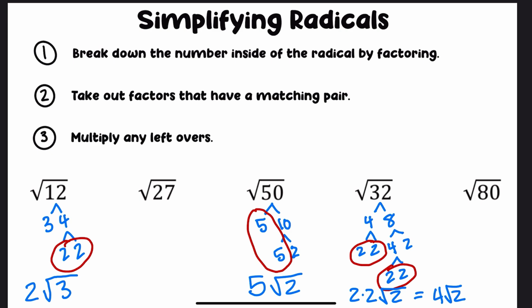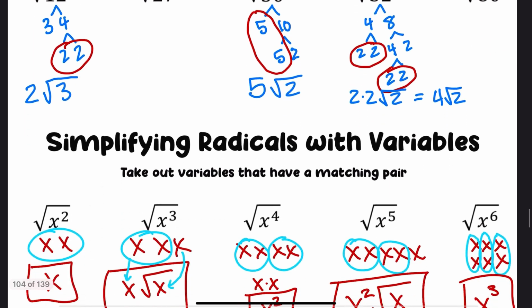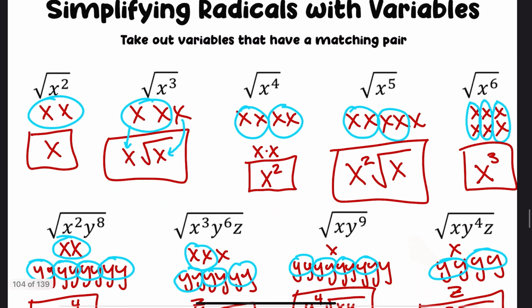So sometimes you could take out more than one piece. Sometimes you could take out 3 pieces. Depends on what you have. But that's what we got. Okay. With that being said, I'll leave those other 2 questions to you. And then we can move on to the bottom here where we're simplifying by radicals.